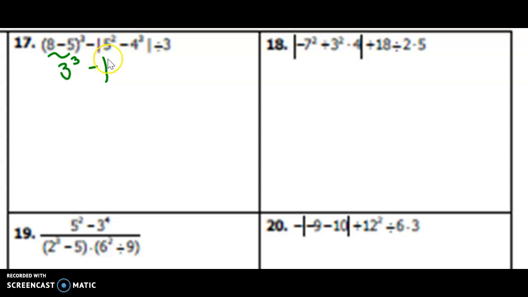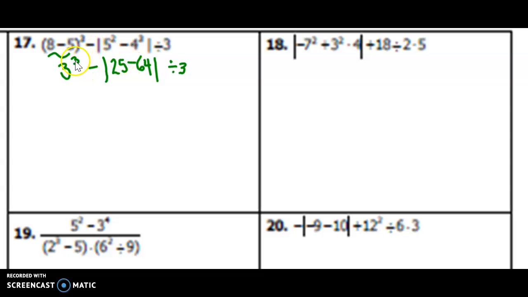So 5 squared is, of course, 25 minus, and then that's 4 to the 3rd, and it's a little hard to see for you, so it's a 64. And I'm going to take the absolute value of that. Now, before I do anything else, I'm just going to bring that divided by 13, divided by 3 down. But here, I still need to get this group taken care of.